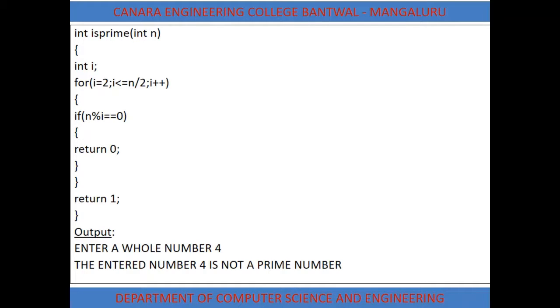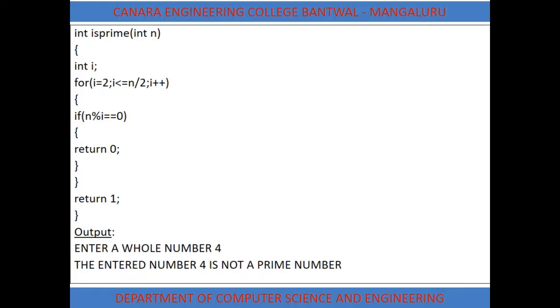So int is_prime(int n). Now the actual parameter, that is n equal to 4, that value is copied to the formal parameter n in the is_prime function. So n equal to 4 here. Now it is actually a copy of the actual parameter because I have made use of call by value.